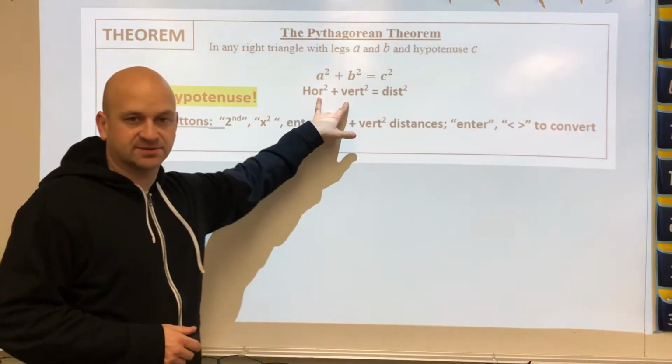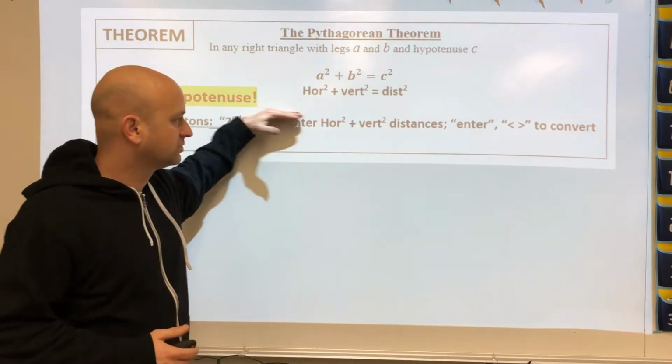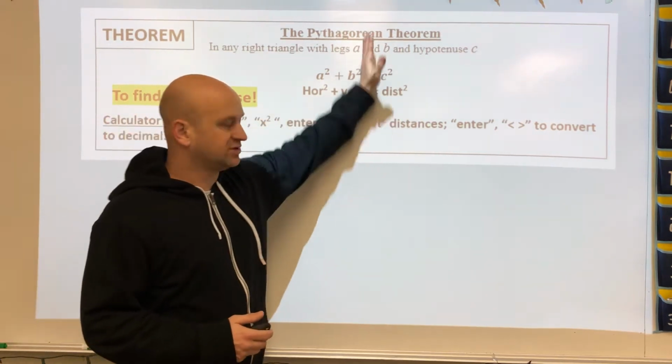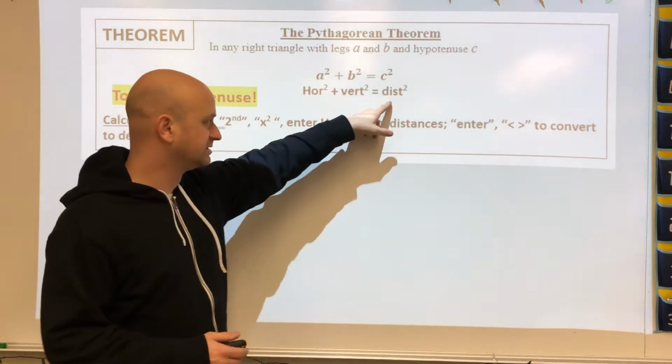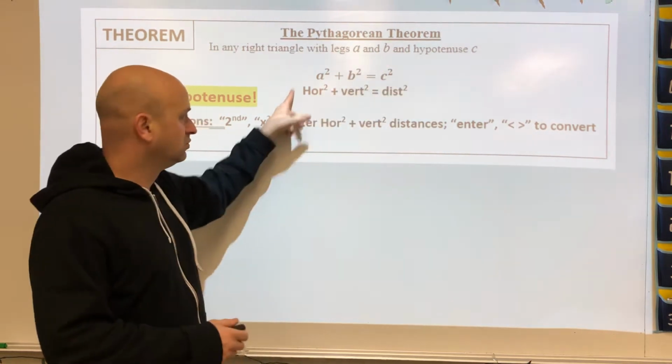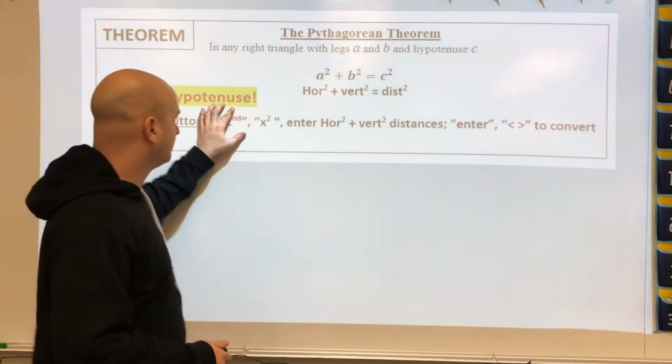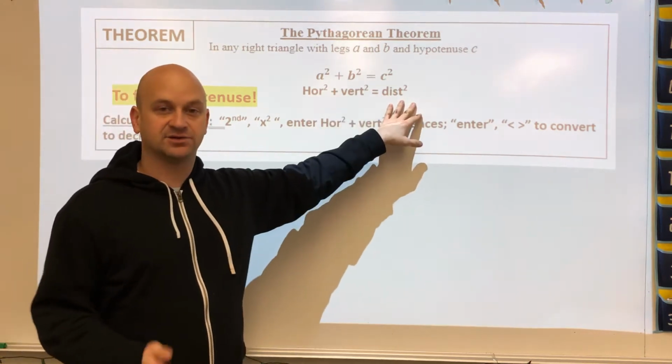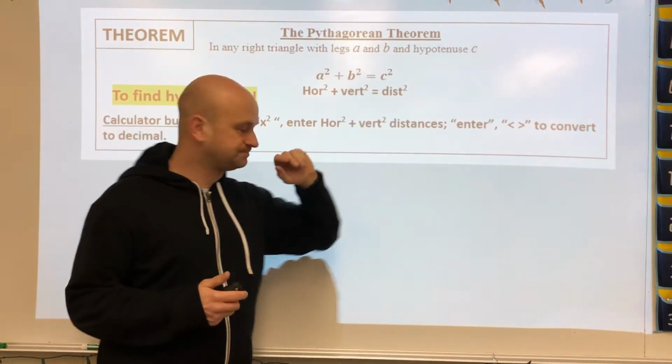In the past, we've talked about the distance formula, and the way I taught it was the horizontal distance plus the vertical distance, squared, is equal to the distance squared, and then we would square root that. So the hypotenuse is like finding the diagonal distance, which we've done throughout the year.